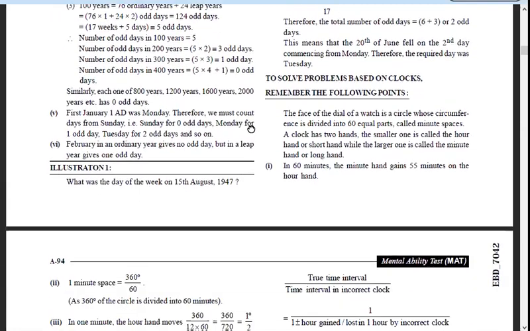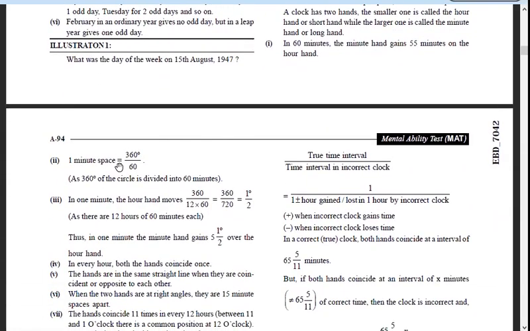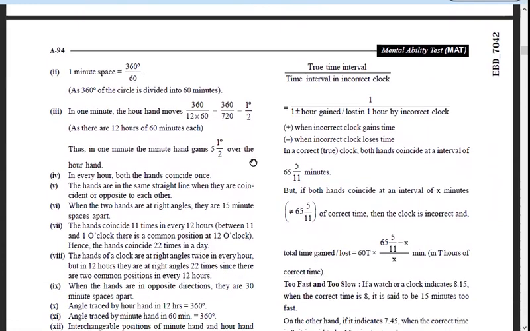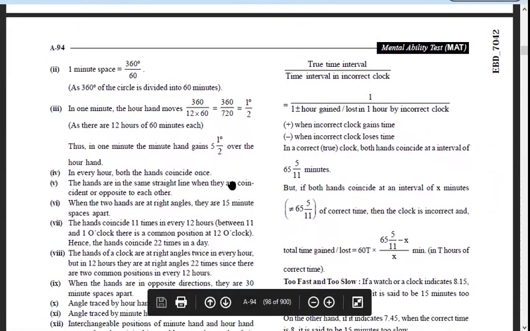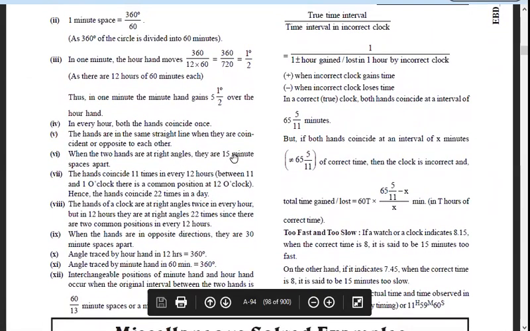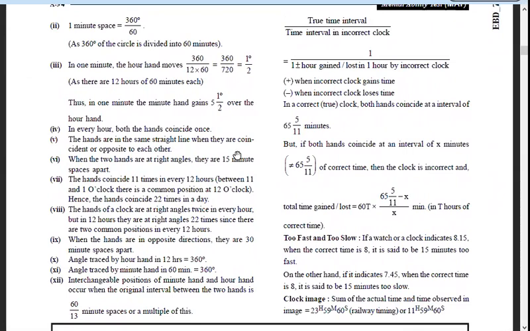The next concept: what is the angle made by the minute hand in 1 minute, and by the hour hand in 1 minute, and the hour hand in 1 hour. These are some pieces of information you have to remember. If you have already remembered this information, then it will be easy. Got it, everyone?